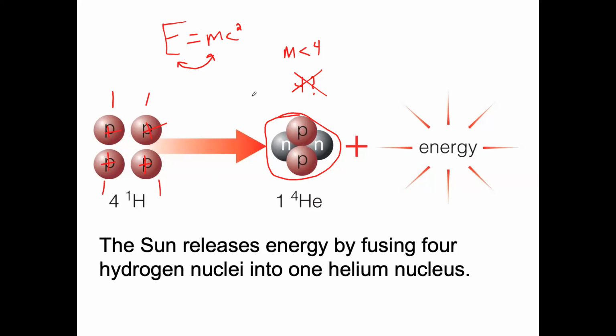Mass is energy, energy is mass. And so when these 4 hydrogen nuclei fuse together, some of that mass gets converted to energy. And that's why the mass here of the helium is less than 4. So some of the total mass got converted to energy. Some of that energy is being used to hold the nucleus together, and the rest of that energy is released. All right, and so this process releases energy.